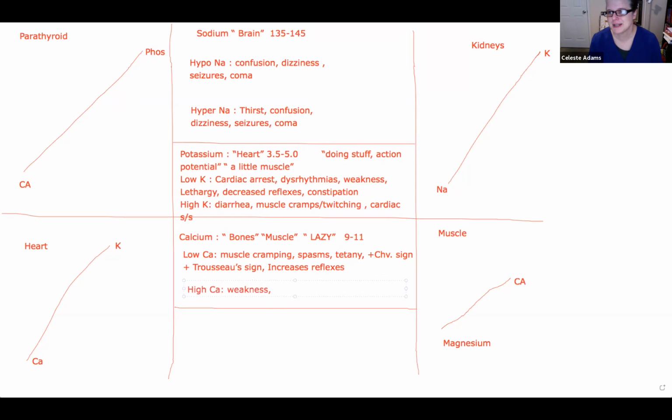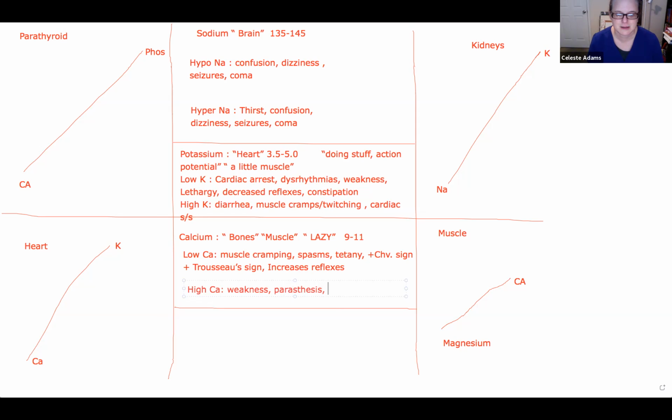What happens in a stroke to somebody sometimes? Confusion. Yep, paresthesias. Okay, or numbness of the extremity. Weakness, paresthesias.